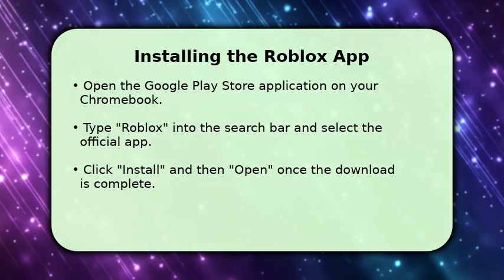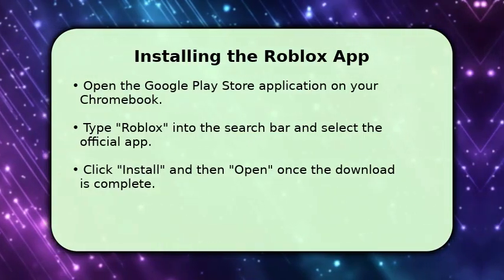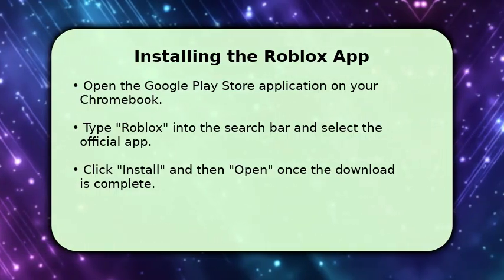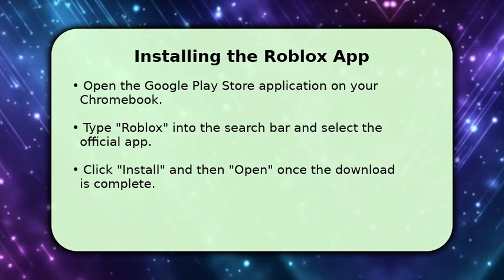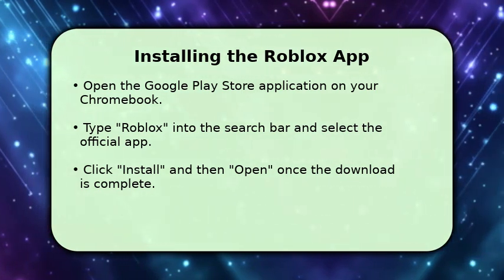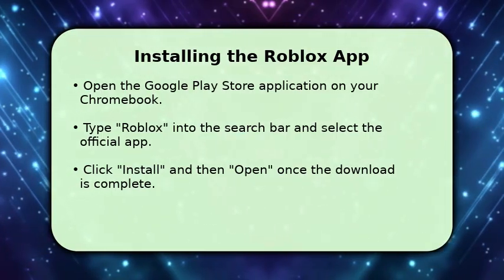Installing Roblox is quite simple. First, open the Google Play Store on your Chromebook. Use the search bar to find Roblox and select the official application. Then, just click the Install button. Once the download and installation are complete, you can simply click Open to launch the game and start playing immediately.